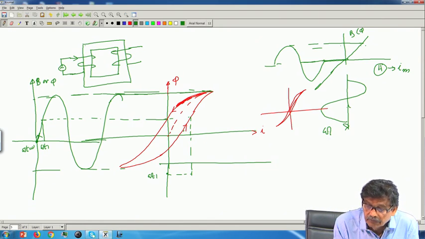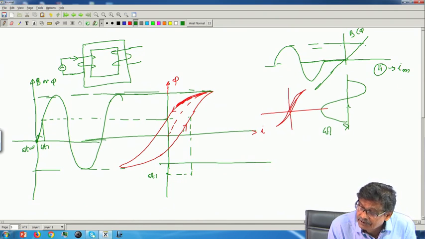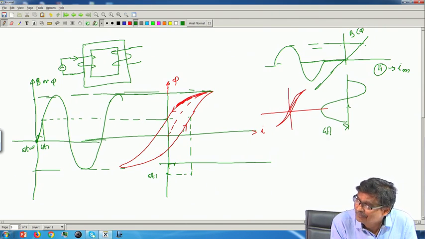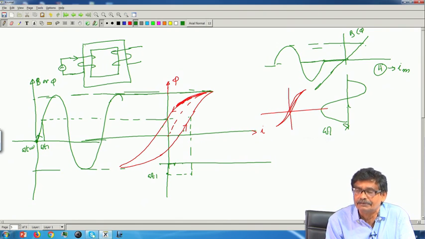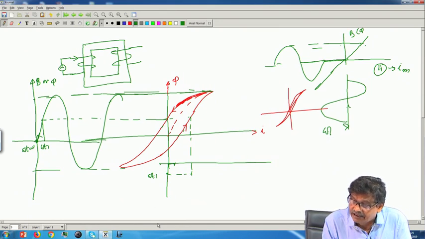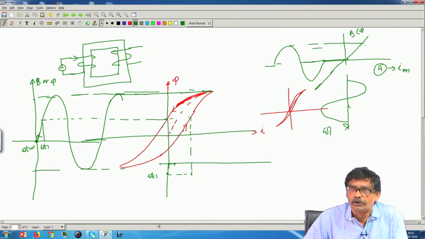At omega t equal to 0, phi is 0, but flux is increasing. Should I read from this curve or this curve? From increasing flux, so from this curve only. So, at omega t equal to 0 also it will have some value here, not 0. The exciting current is not 0 because of the presence of this one. So, in this way I can map each value of flux and get the current waveform. Now, this current waveform will be periodic no doubt, but will be distorted, not pure.